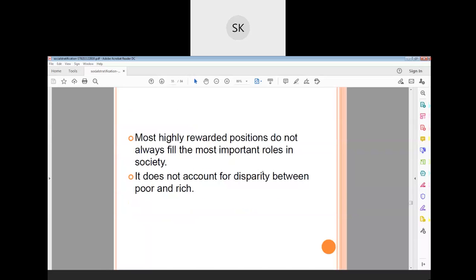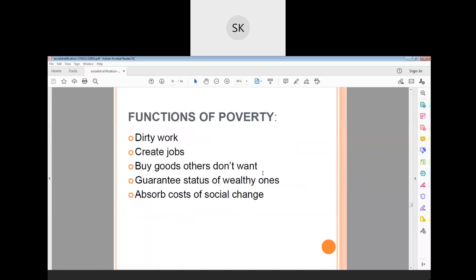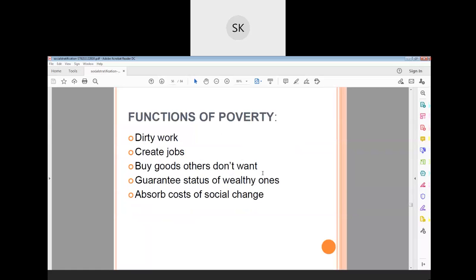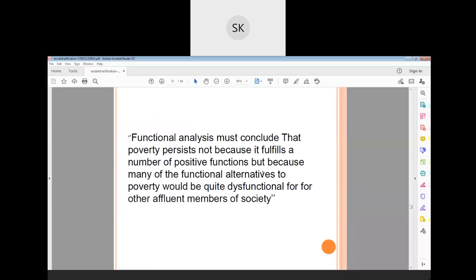And the most highly rewarded positions do not always fill the most important roles, because the most highly rewarded will not always be the most important roles in society. It does not account for the disparity between poor and rich. The functions of poverty and all these things we have seen, they have explained again.